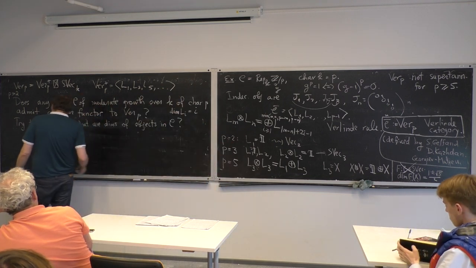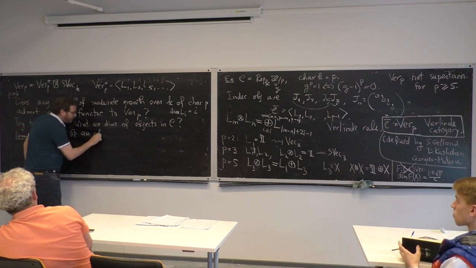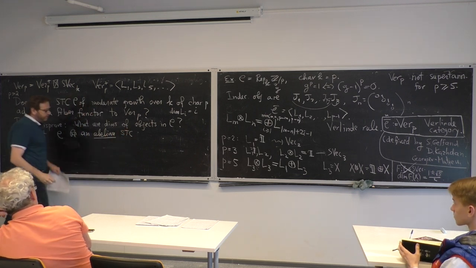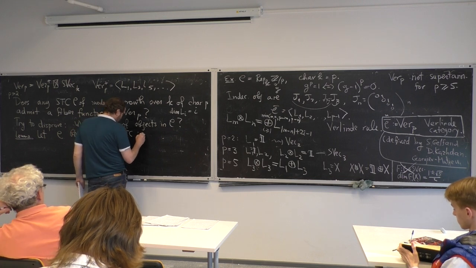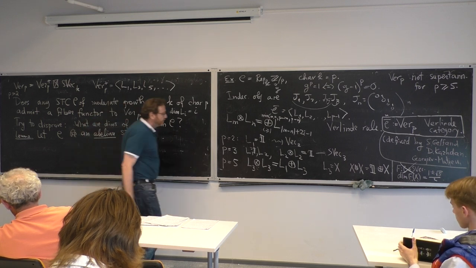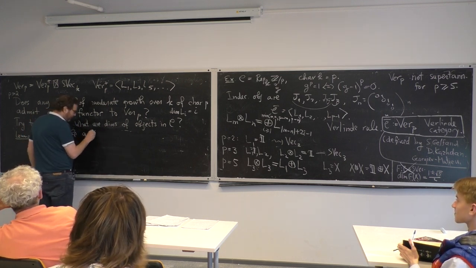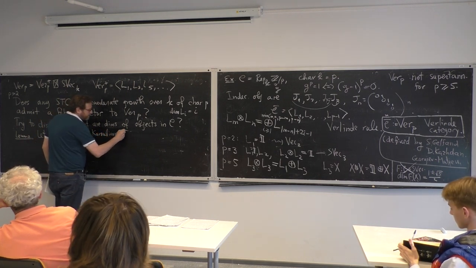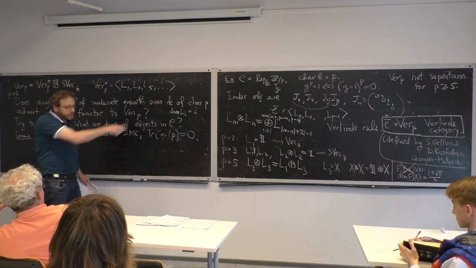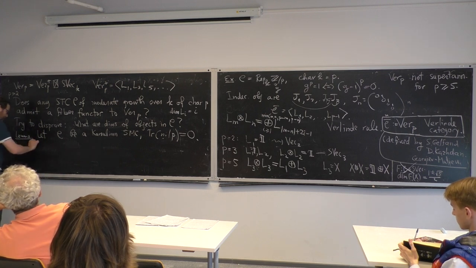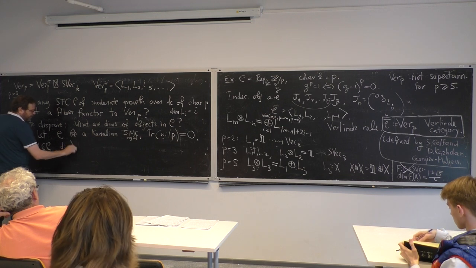But in characteristic p, this doesn't work, for a very funny reason. So here is a lemma. Let C be an abelian symmetric tensor category. In my definition, a symmetric tensor category includes abelian, but I underline this because it's an important condition. Maybe not necessarily abelian, but we need something, a Karoubian symmetric monoidal category, where the trace of a nilpotent endomorphism is zero. So the same condition as we had before. Then for every x in C, since it's a rigid category, the dimension of x has to lie in the prime field.